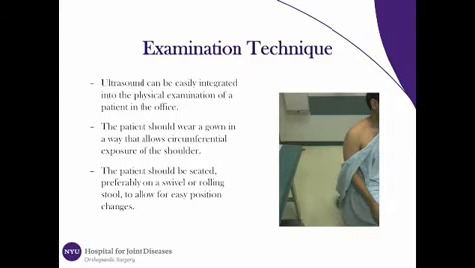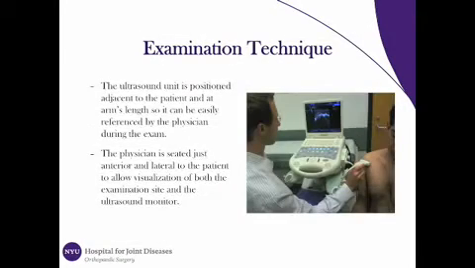Ultrasound can be easily integrated into the physical examination of a patient in the office. The patient should wear a gown in a way that allows circumferential exposure of the shoulder. The patient should be seated, preferably on a swivel or rolling stool, to allow for easy position changes. The ultrasound unit is positioned adjacent to the patient and at arm's length so that it can be easily referenced by the physician during the exam. The physician is seated just anterior and lateral to the patient to allow visualization of both the examination site and the ultrasound monitor.